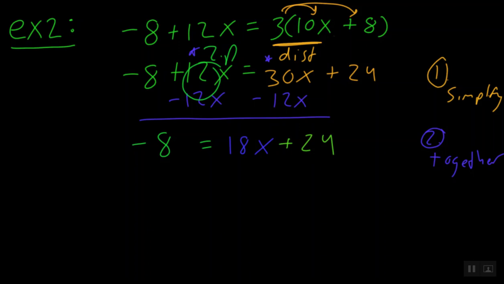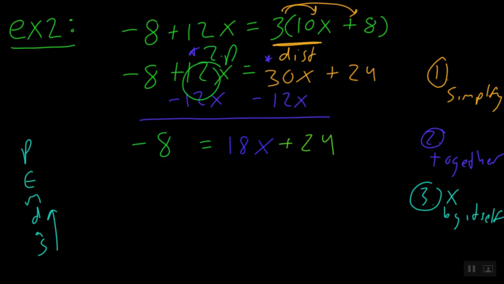Now from here, we go to our third and final question. How do I get x by itself? And of course, we're going to use our little PEMDAS mnemonic. What do we see? We see our multiplication, and we see our addition. And as we get rid of addition first, we subtract 24 from both sides.